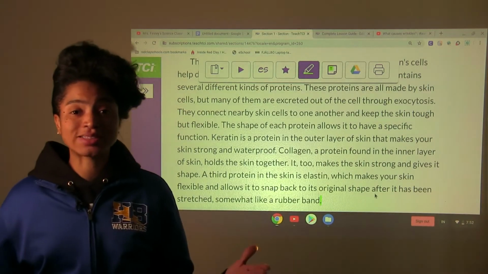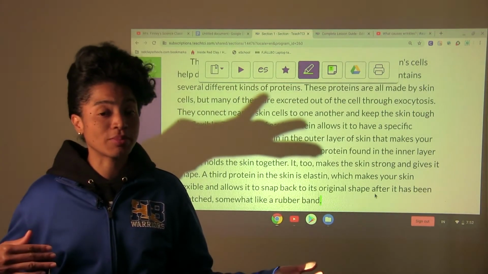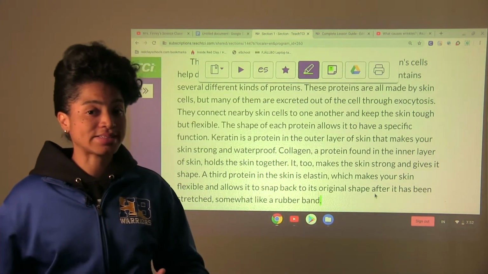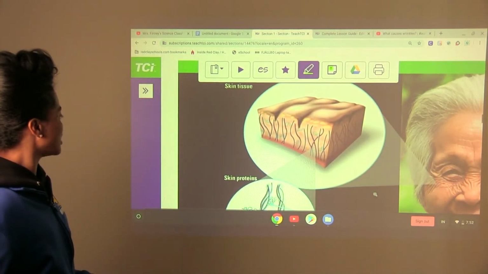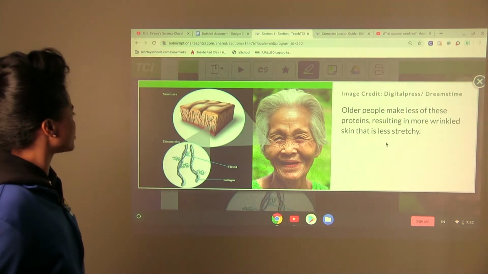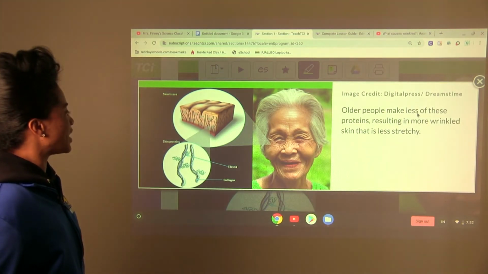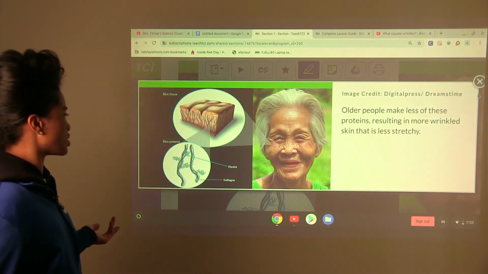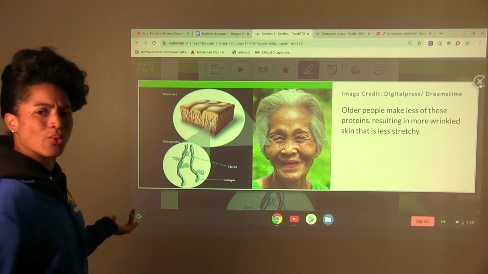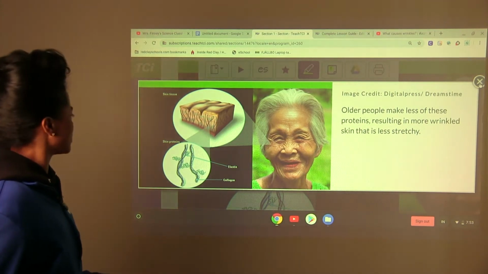All right, so based off of that video, we've learned a little bit more about collagen and elastin and how they have an effect on the skin. Here's an image. Older people make less of these proteins, resulting in more wrinkled skin that is less stretchy. Okay, so now we know where wrinkles come from.